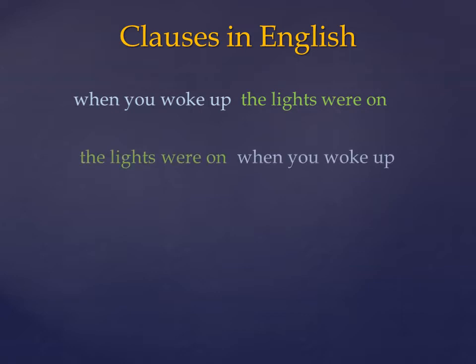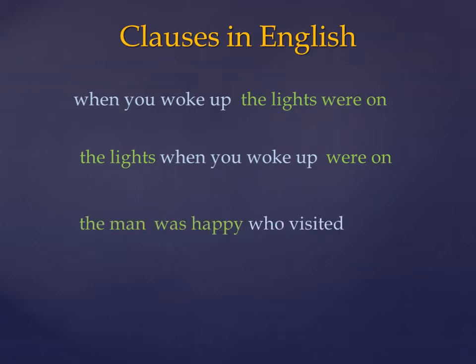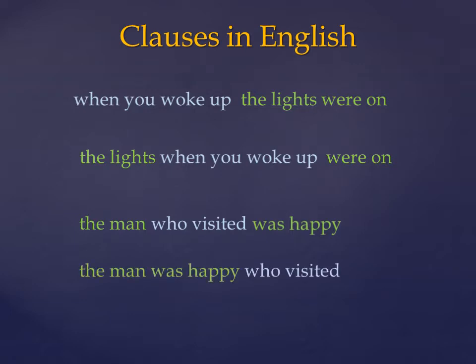And in English, the subordinate clause can also sometimes be embedded inside the main clause. The lights, when you woke up, were on. Now, a relative clause is qualifying a noun that precedes it somewhere. And so sometimes the relative clause can be at the end of the sentence. The man was happy who visited. Or embedded in the main clause. The man who visited was happy. However, because it has to follow a noun, relative clauses in English cannot appear before their main clause.